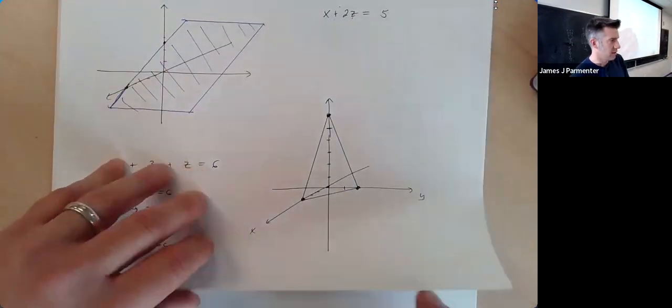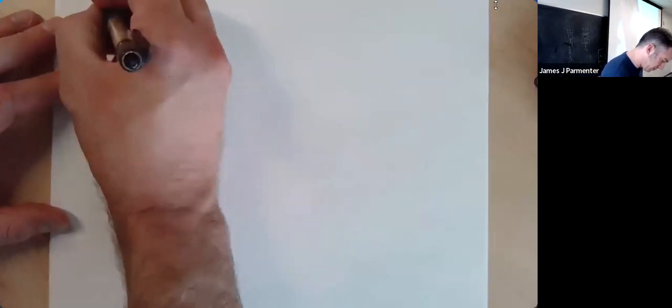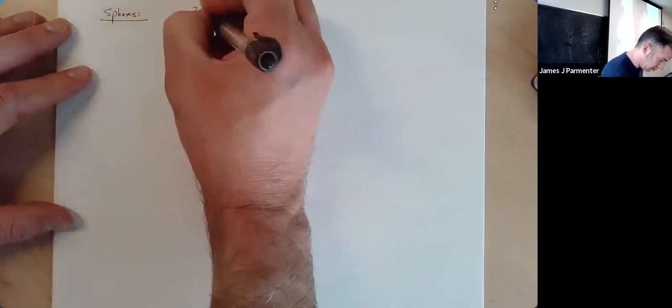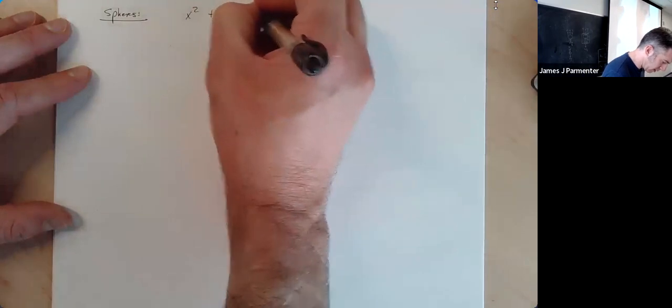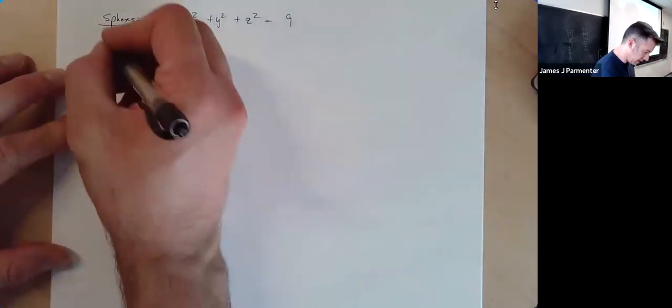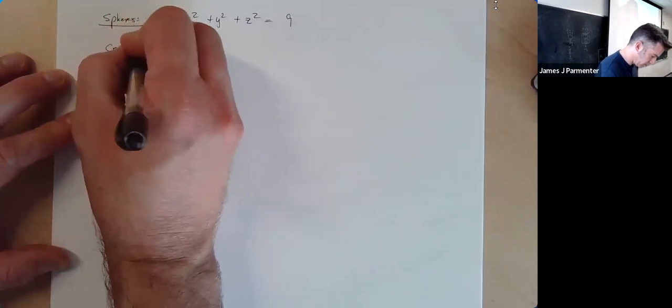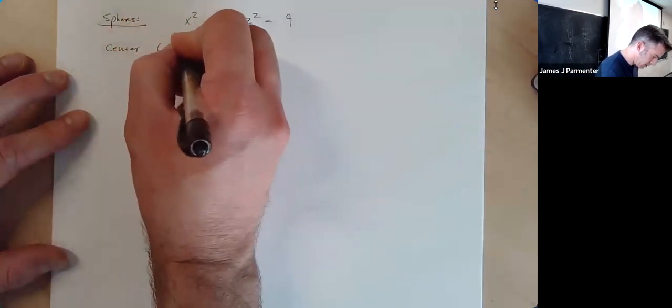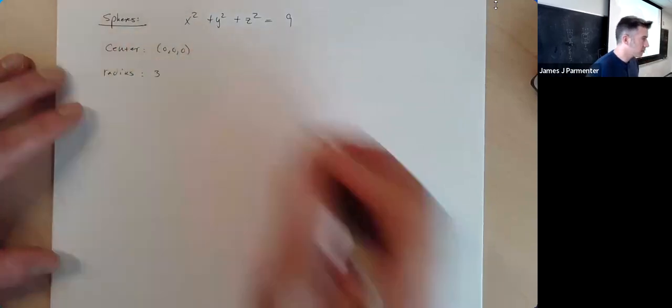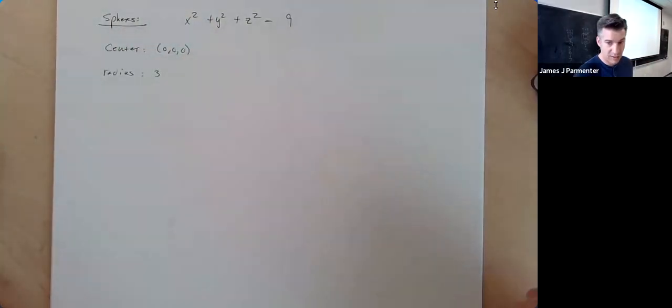Now spheres. So let's look at an equation of a sphere: x squared plus y squared plus z squared equal to 9. This is a sphere whose center is at the origin and whose radius is the square root of 9. Not too terrible to draw.